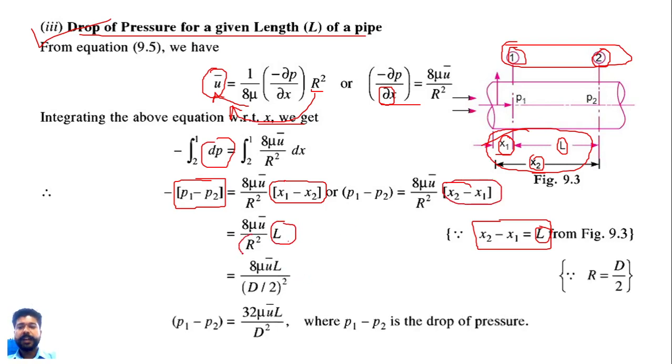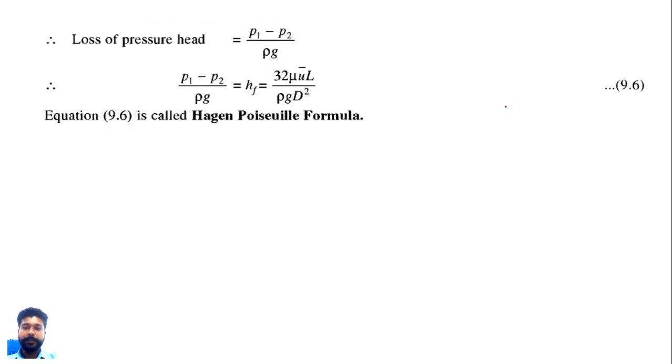And this R is nothing but d by 2. So P1 minus P2 equals 32 mu u bar L divided by d square, where P1 minus P2 is the drop of pressure across the length of pipe.